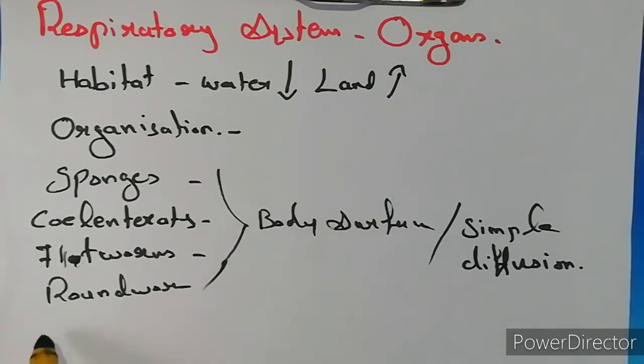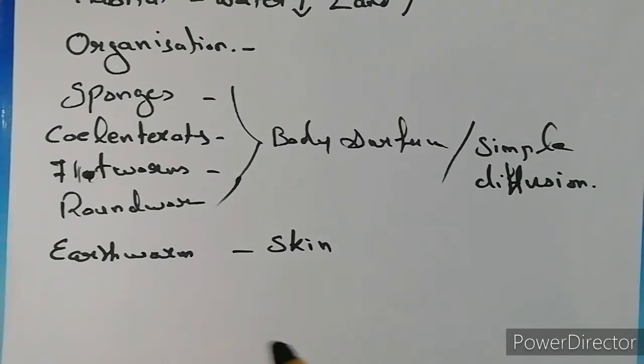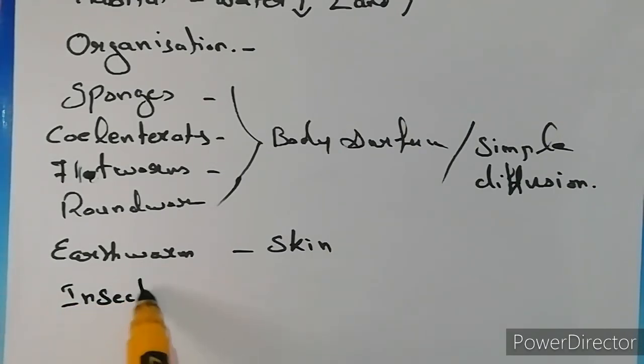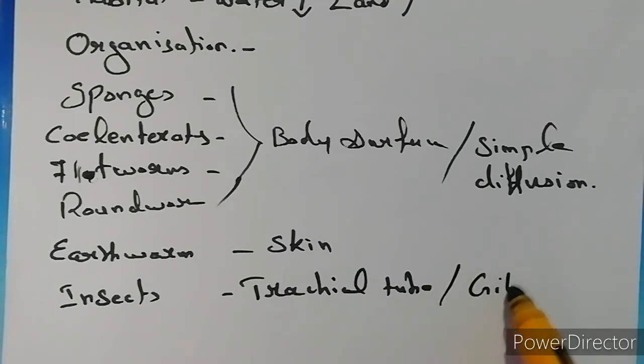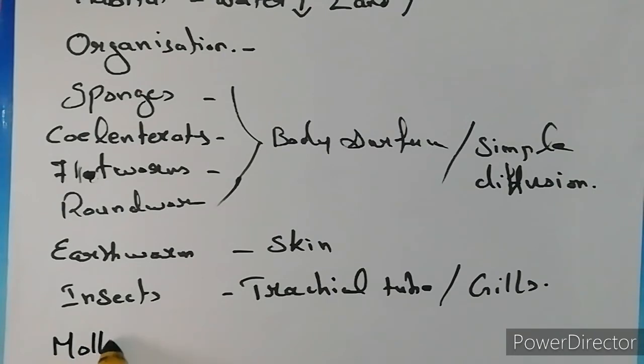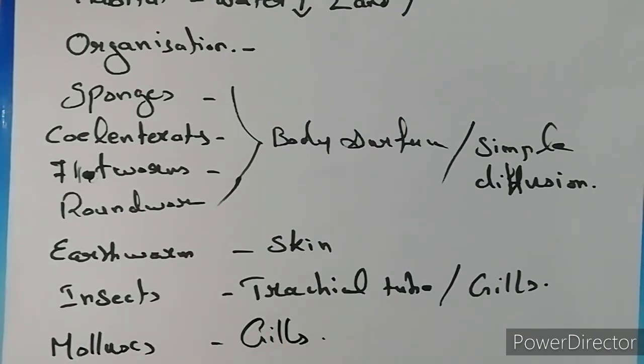Then the next is earthworms. For earthworms, the skin is the respiratory organ. Then insects, which are arthropods. For insects, the tracheal tube is there, but for aquatic insects, gills are the respiratory organ. Insects are arthropods. Then mollusks: gills are also the respiratory organ.